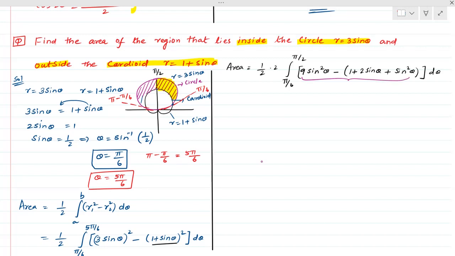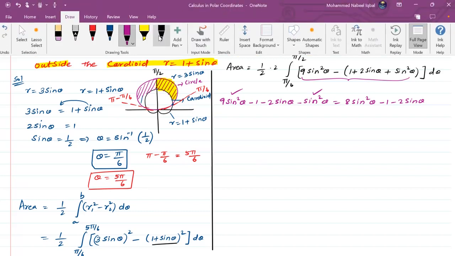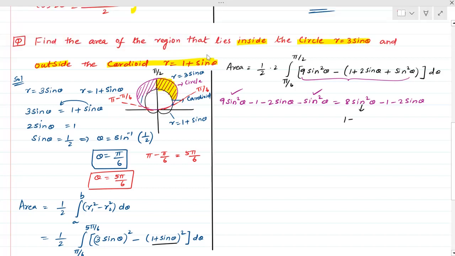So if you add this part, what happened? It is 9 sine square theta minus, I multiply the minus inside, minus 1 minus 2 sine theta minus sine square theta. When you add this, 9 minus 1, which is 8, 8 sine square theta minus 1 minus 2 sine theta. Now, after that, I will remove the square. So what will you replace it with? I will replace sine square with 1 minus cosine 2 theta over 2. So it is 8 times that, minus 1 minus 2 sine theta.